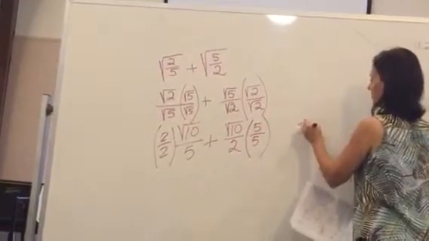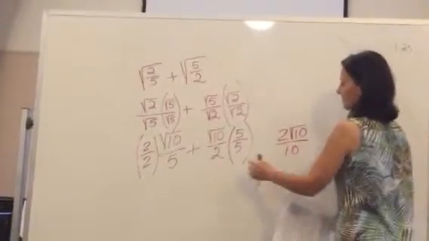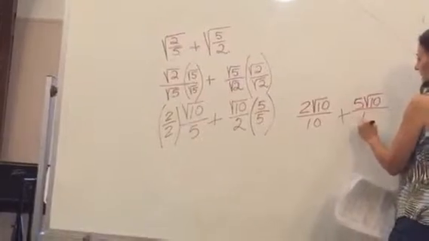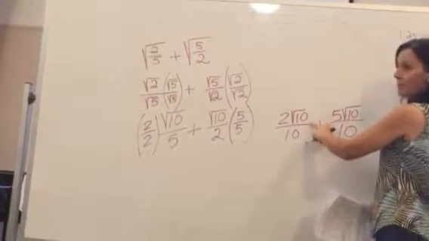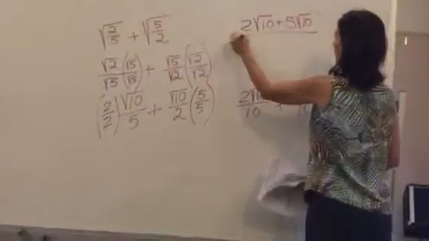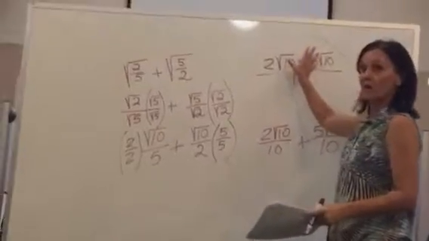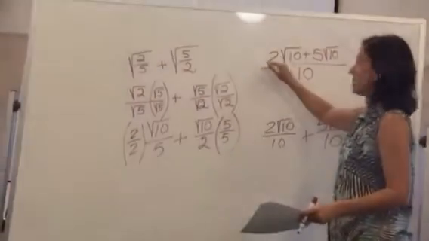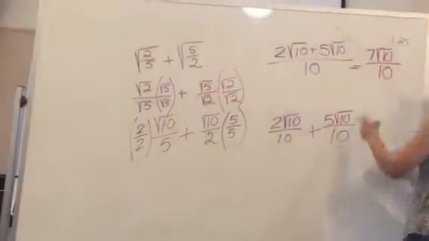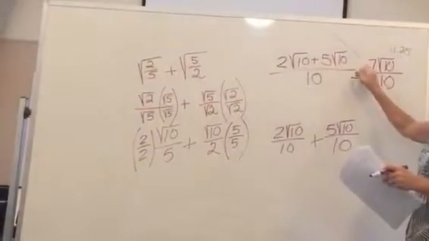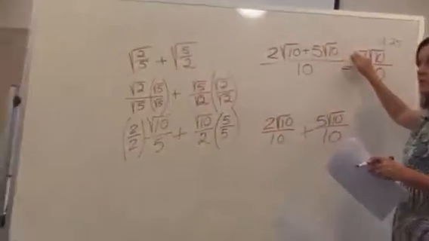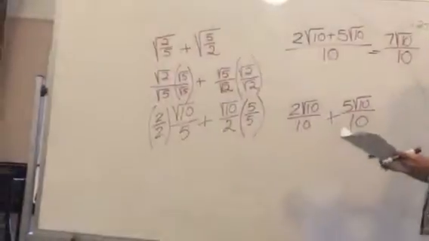Okay, 2 times the square root of 10 over 10, that's 2 times 5, plus 5 times the square root of 10 over 10, which is 2 times 5. Now I can combine my numerators and call it 2 times the square root of 10 plus 5 times the square root of 10 over 10. Okay, these are now like terms because I have the same radical. So I can add my 2 and my 5. So that is going to equal 7 times the square root of 10 over 10. And if you get to this point, if this were 8 times the square root of 10 over 10, I could reduce my 8 and my 10. Okay? Does this make sense?